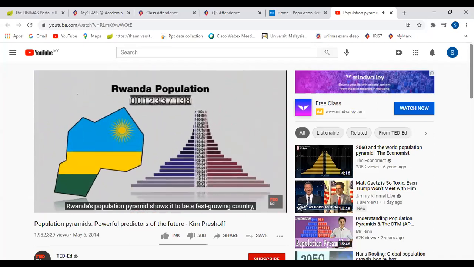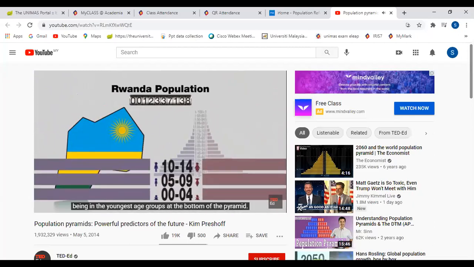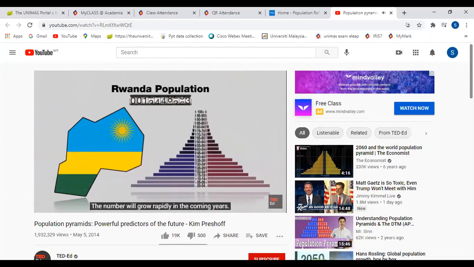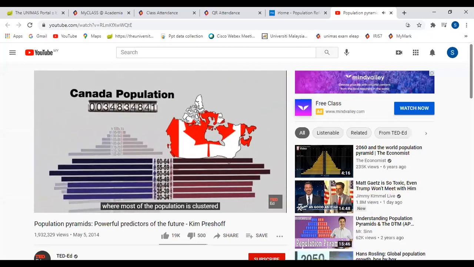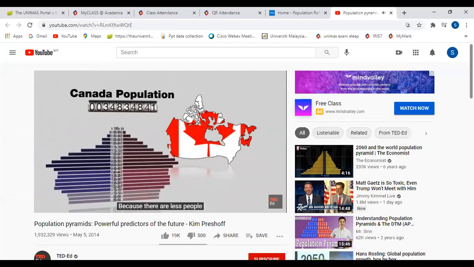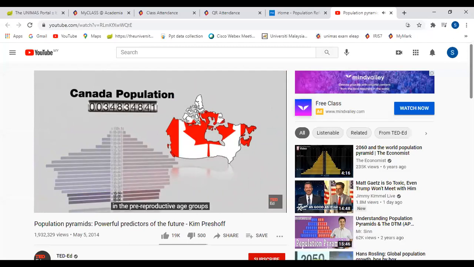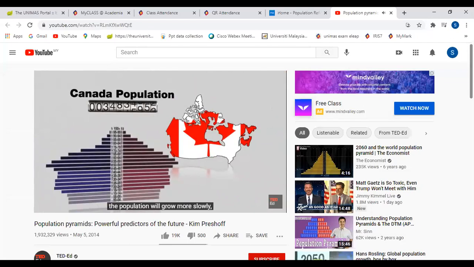For example, Rwanda's population pyramid shows it to be a fast-growing country. With most of the population being in the youngest age groups at the bottom of the pyramid, the number will grow rapidly in the coming years. As today's children reach their reproductive years and have children of their own, the total population is almost certain to double within the next few decades. For our second example, let's look at Canada, where most of the population is clustered around the middle of the graph. Because there are less people in the pre-reproductive age groups than there are in the reproductive ones, the population will grow more slowly as the number of people reaching their reproductive years decreases.